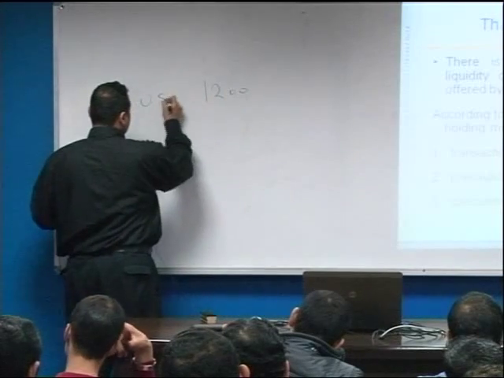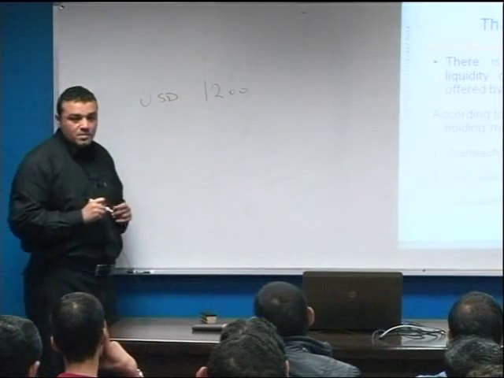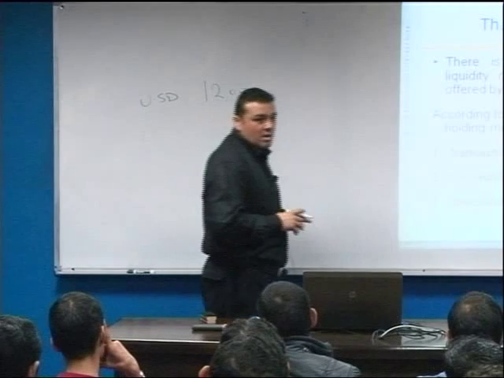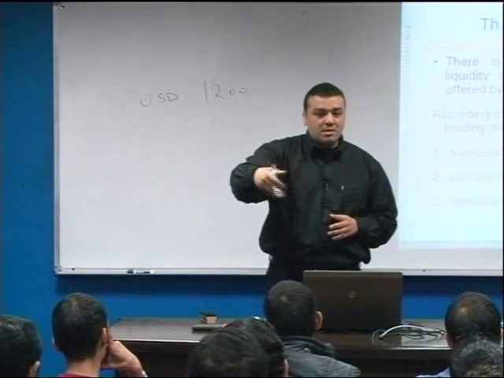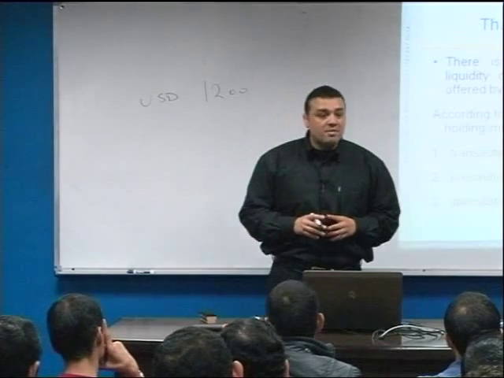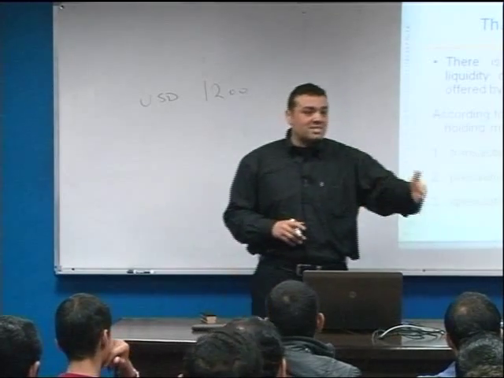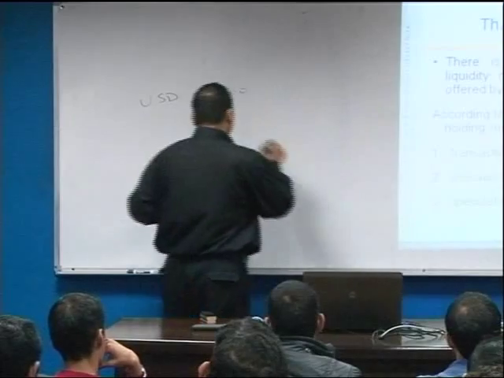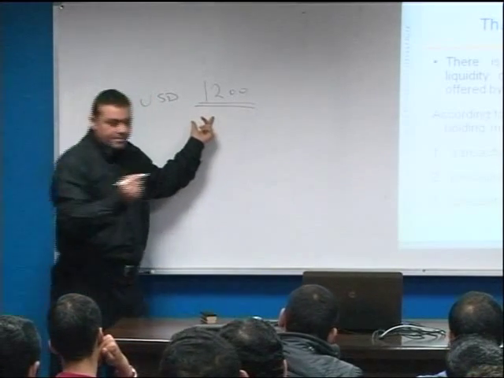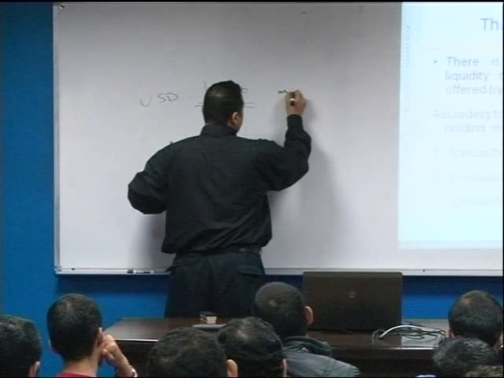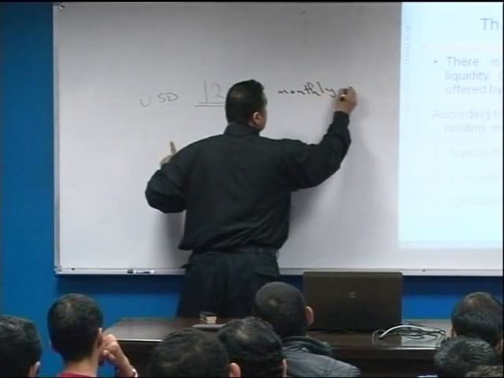Suppose that you have $1,200. This is the income that you are granted monthly. Suppose that you are granted a monthly salary of 1,200. This is your monthly salary.